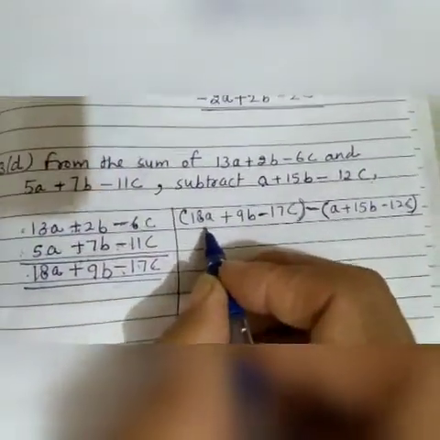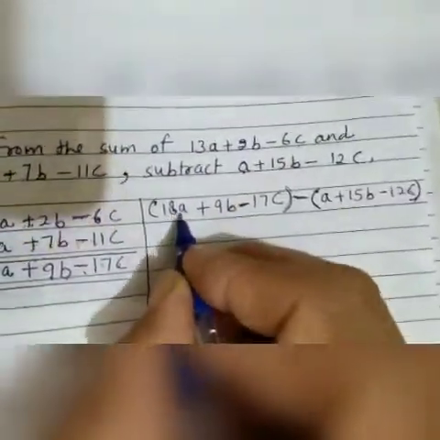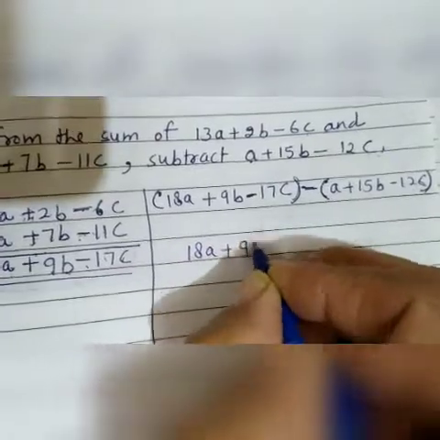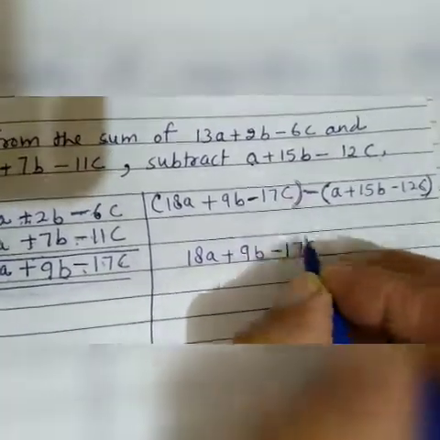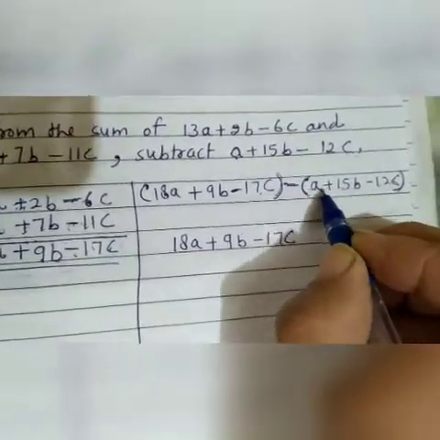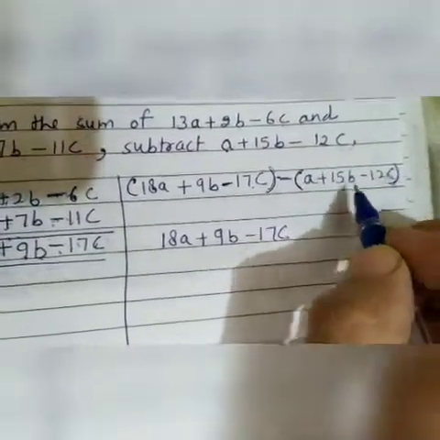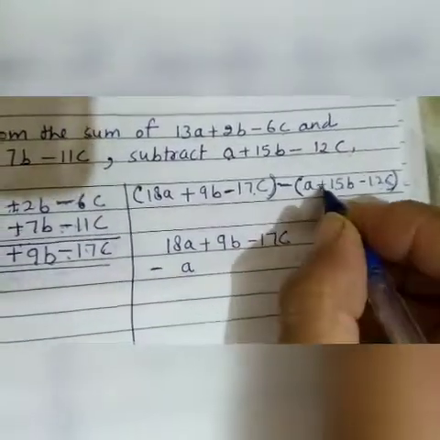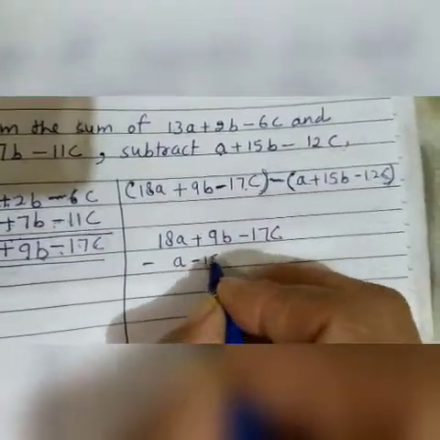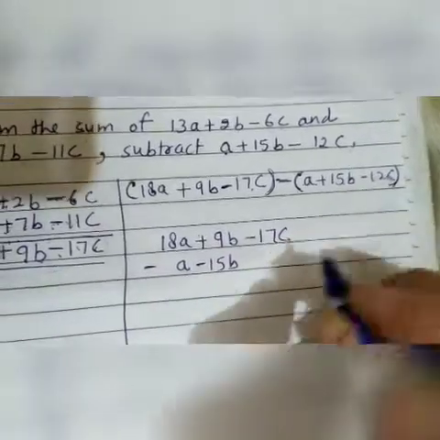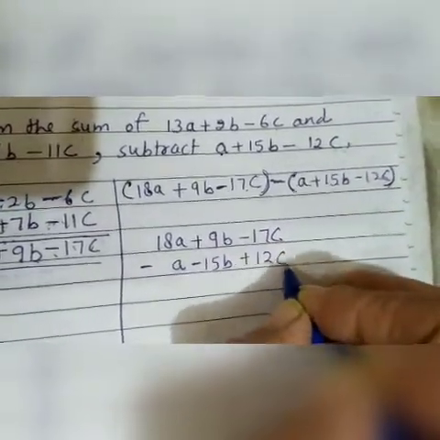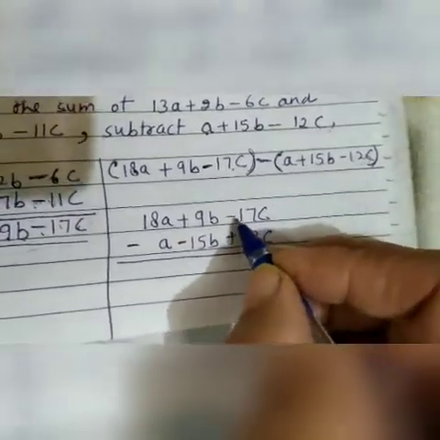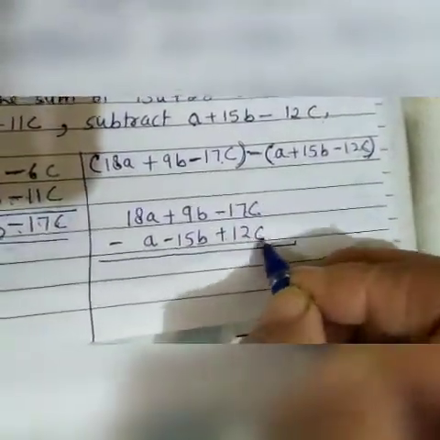Now again, as we did here, first we will write this one, 18a plus 9b minus 17c, then write this algebraic expression, these three terms, by changing their sign. It is plus a, we will write it minus a, plus 15b becomes minus 15b, minus 12c becomes plus 12c. Again solve this one: this is minus 17c, this is plus 12c.